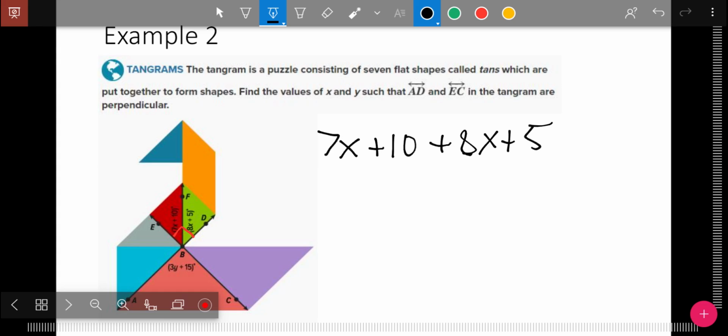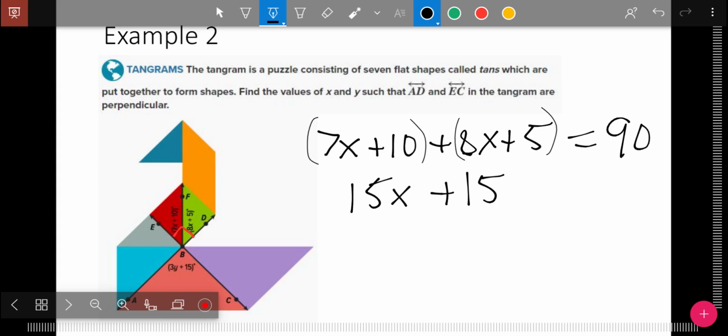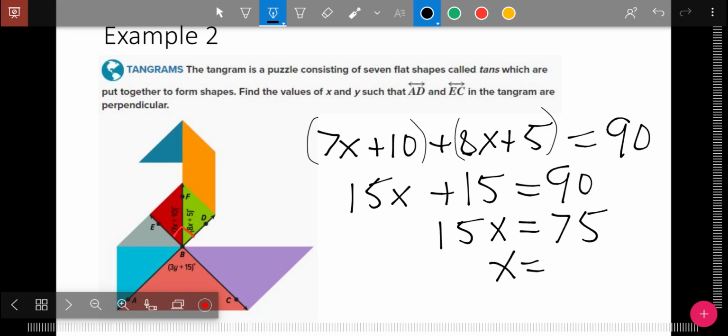If I was doing things mathematically correct, I would be inserting those inside of parentheses. And so let me go in and add that. I need to start doing that for you. All right, just a good thing anytime I'm plugging in. Equals 90 degrees. All right. I combine like terms. I get 15x plus 15. 7x plus 8x is 15x. 10 plus 5 is 15, equals 90. That gives me 15x equals 75. After I minus 15 from both sides, I divide, and I get x equals 5.